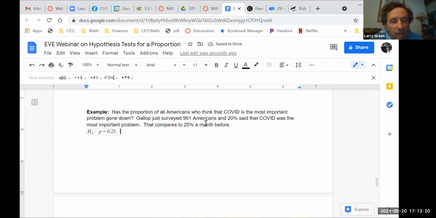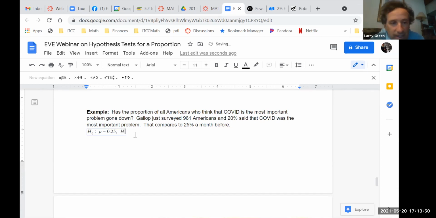Notice this is not a confidence interval question. When you get to the exam, you have to know is it a confidence interval or is it a hypothesis test? And this is clearly a hypothesis test because we're just asked a question: has it gone down? Not how much has it gone down, or estimate how much it's gone down. That would be different. That would be a confidence interval. So H naught, P equals 0.25.